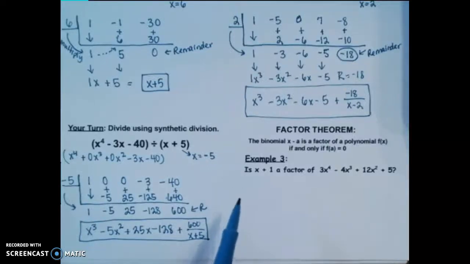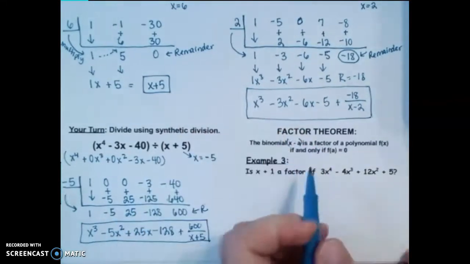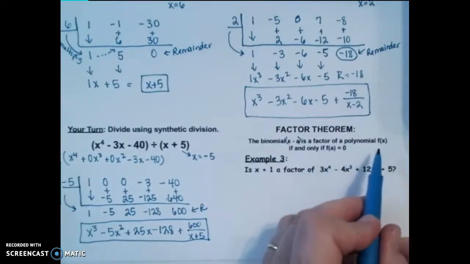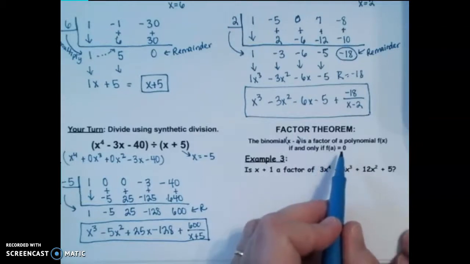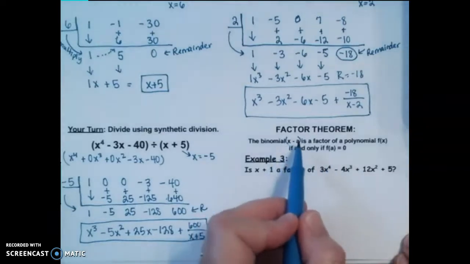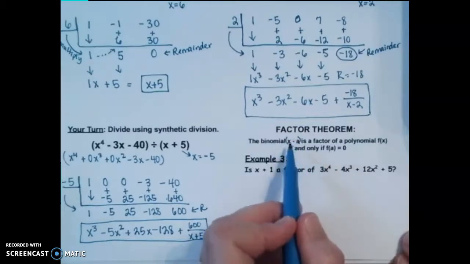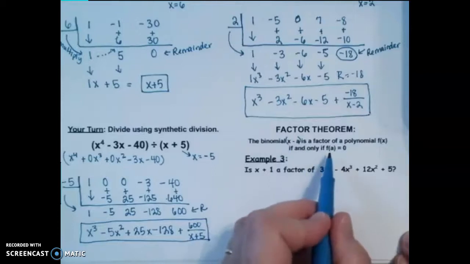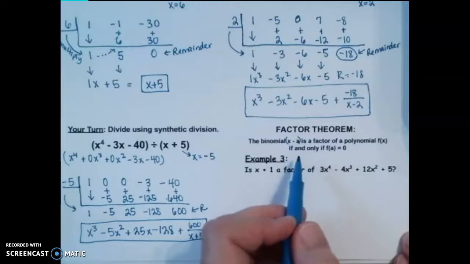Okay guys, we're back with the factor theorem. The factor theorem says that the binomial x minus a is a factor of a polynomial f of x if and only if f of a equals 0. So don't let the words confuse you. Look at what it's told you. If it's x minus a, then we're going to find f of a by substituting whatever your 0 is into your function, and if it equals 0, obviously it's a factor because it has no remainder.